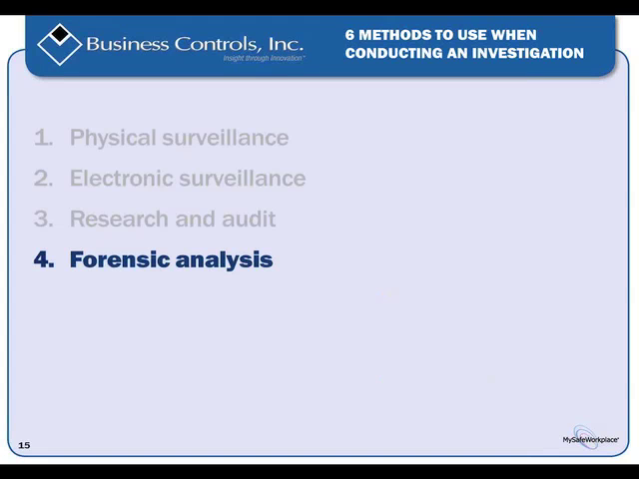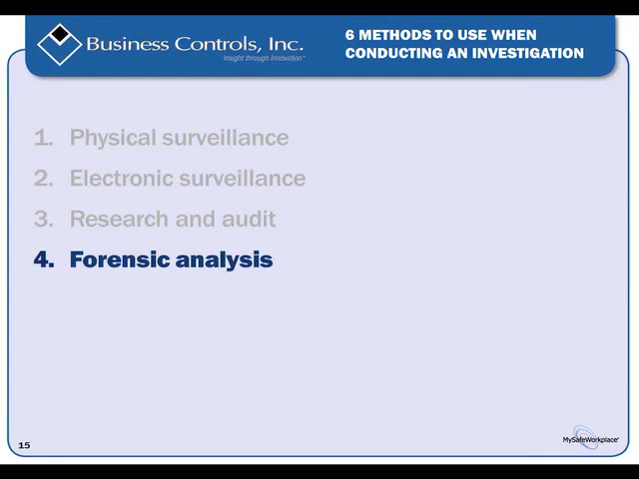The fourth method of investigation is forensic analysis. Forensic analysis would include all manner of investigations that employ science or some kind of scientific method. Some examples of forensic analysis could be chemical and substance analysis, fingerprint analysis, computer forensics, some kind of forensic documentation analysis. Forensics is typically going to be something that you outsource to a specialist. Not many organizations are going to have these types of people internally to conduct the type of analysis needed.